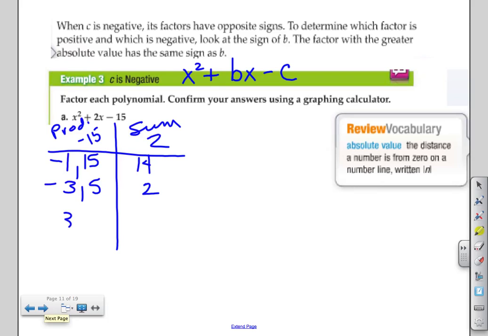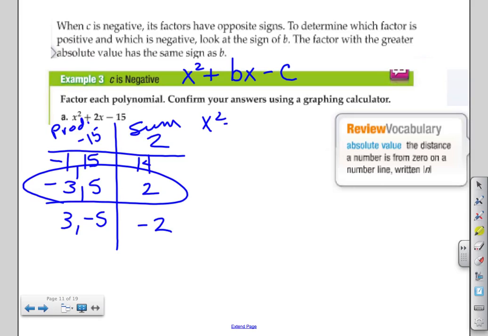Would 3 and -5 work? Well, it certainly multiplies to make a -15, but it adds up to a -2. So it doesn't work. So our solution is going to be -3, 5. So x squared plus 2x minus 15 is going to be x minus 3 and x plus 5.